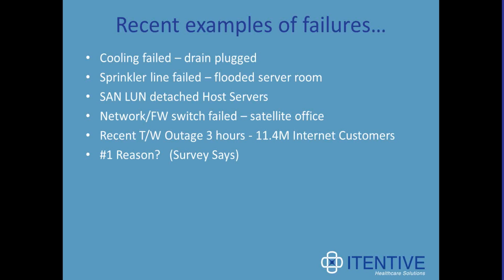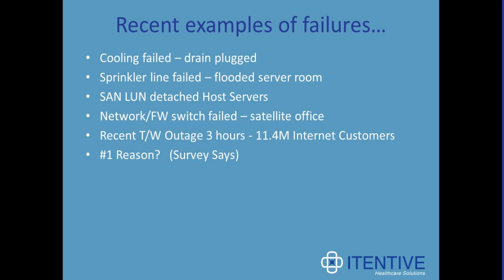You might recall a few months ago where Time Warner had an outage for 3 hours, and it affected 11.4 million internet customers. Now, fortunately, it was at 3 o'clock in the morning, so it really didn't hurt a lot of people, but can you imagine what would have happened if that was at 8:30 or 9 o'clock in the morning? How many people would have been affected by not being able to get access to their information, especially if you had satellite offices coming into your data center or if you were hosted? You've got to be able to get to that patient information so you're not shutting down your practice.